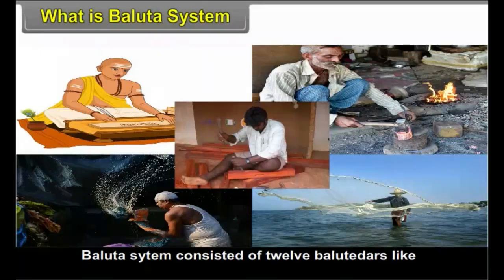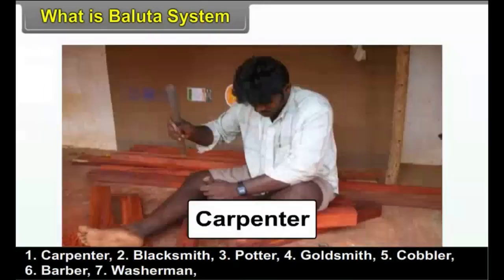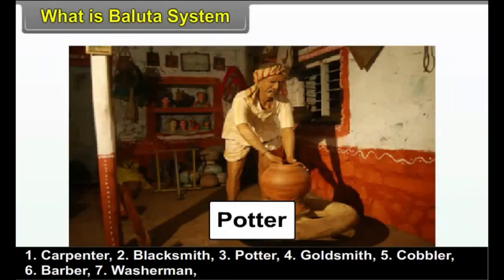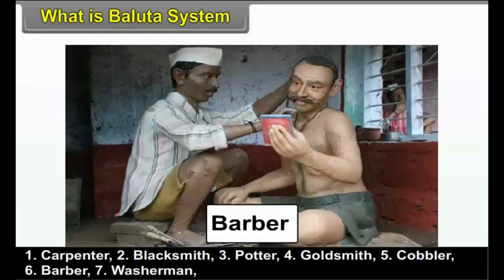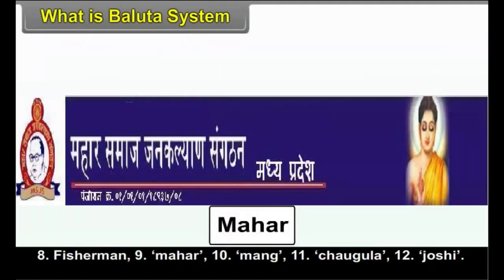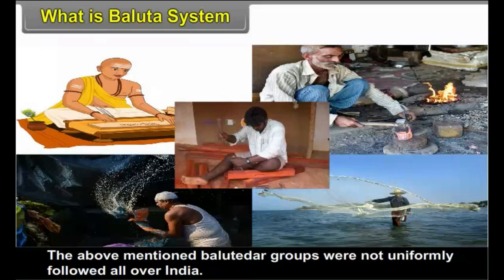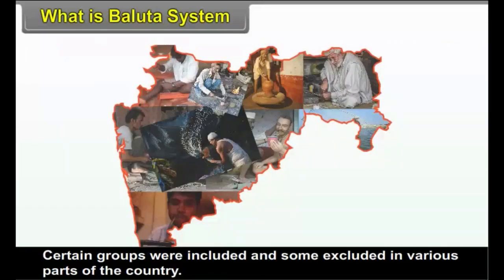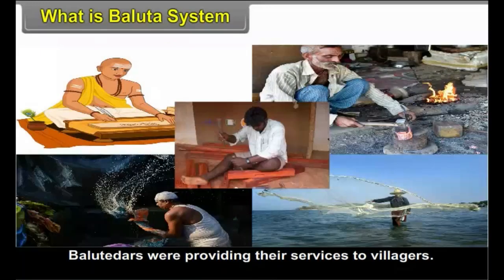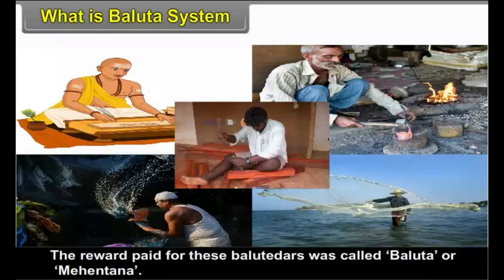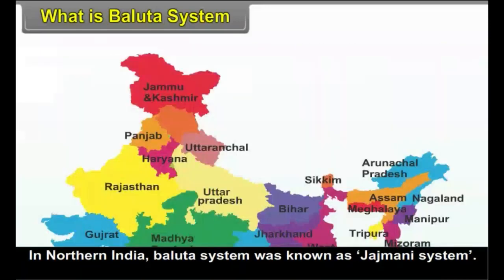The Baluta system consisted of 12 Balutedars like carpenter, blacksmith, potter, goldsmith, cobbler, barber, washerman, fisherman, mahar, mang, chaugula and joshi. The above-mentioned Balutedar groups were not uniformly followed all over India. Certain groups were included and some excluded in various parts of the country. Balutedars were providing their services to villagers. The reward paid for these Balutedars was called Baluta or Mehentana. In northern India, Baluta system was known as Jazmani system.